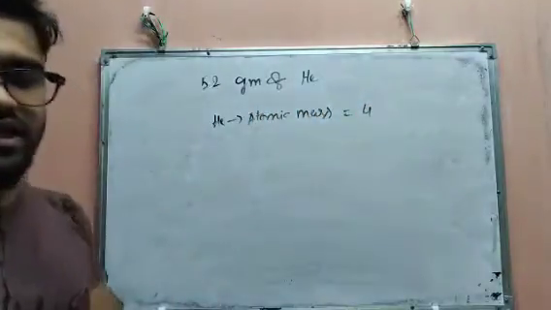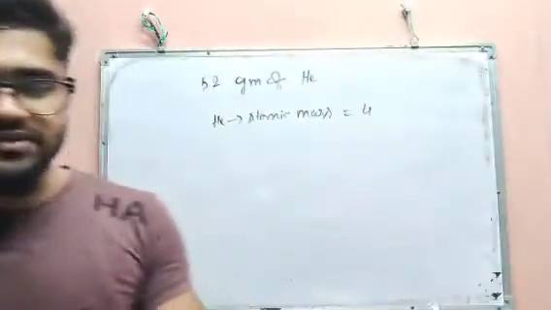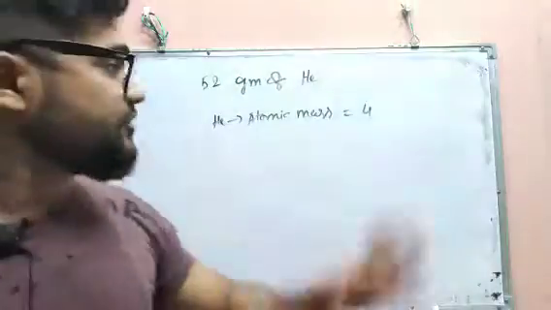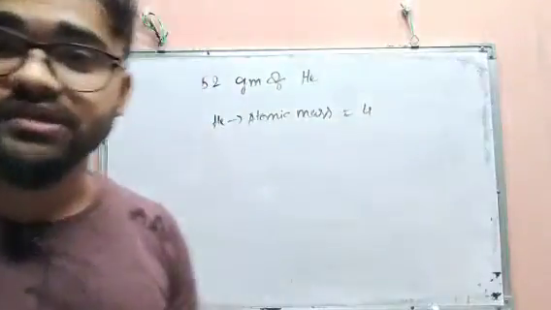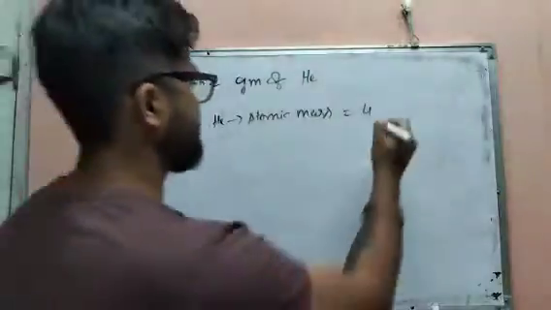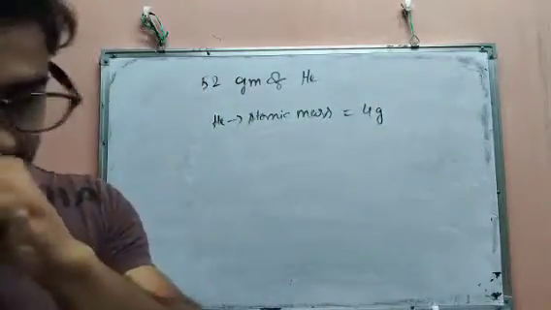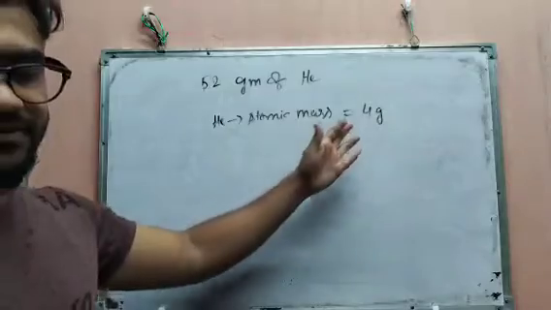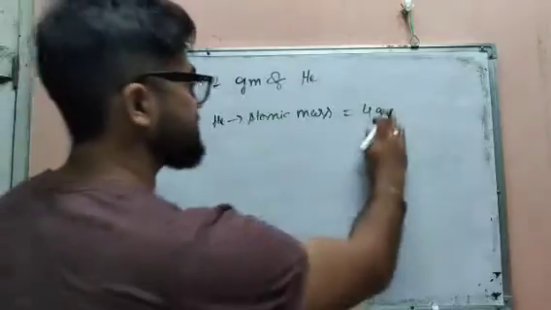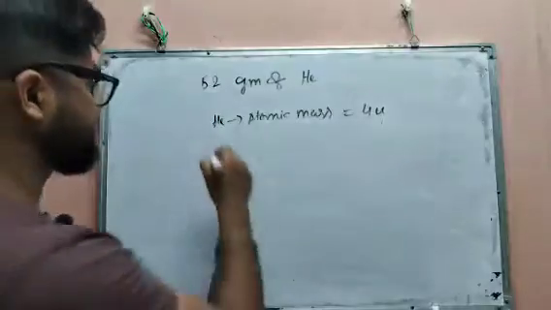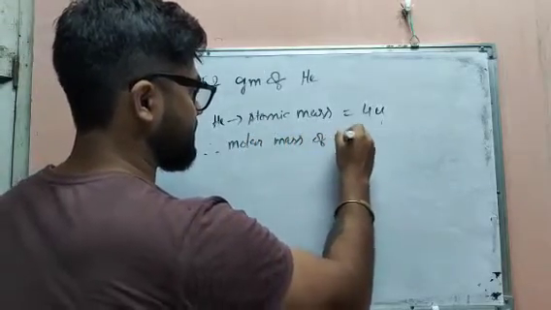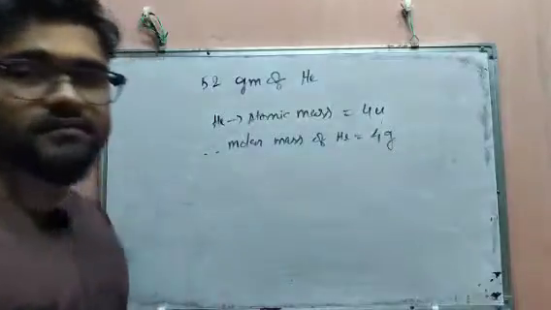4. Okay, so now see, we have 52 gram. So this time we are not going to write it as 4 unit, that is 4u. As it is in gram, we will write this in terms of gram, that means 4 gram. Okay, so don't get confused about this. As it is given, atomic mass of helium is 4 unit. So the molar mass of helium is 4 gram. Okay, very simple.